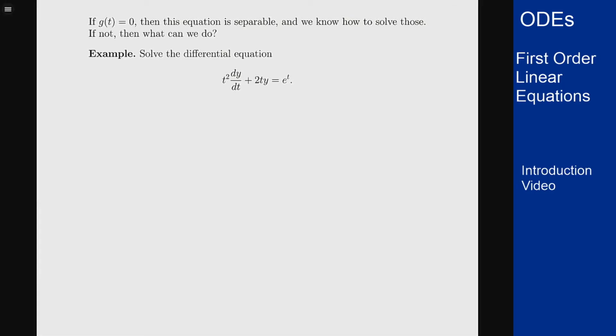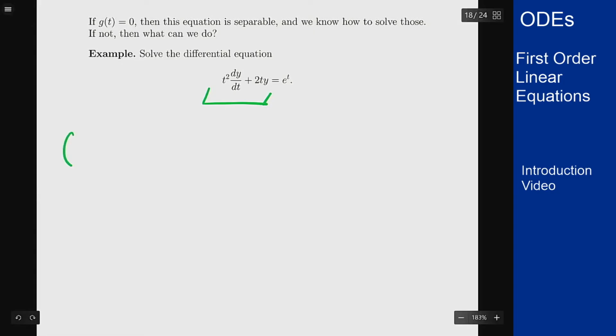An example to illustrate what we can do is something like this: t squared dy dt plus 2ty equals e to the t. This is not separable. I can't isolate things in any nice way. But this left-hand side is very particular. I have two terms, one of which has dy dt, one has y in it. What else do we know that does that? Well, the product rule does that.